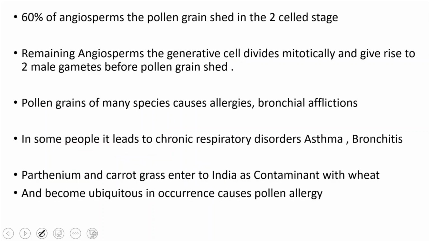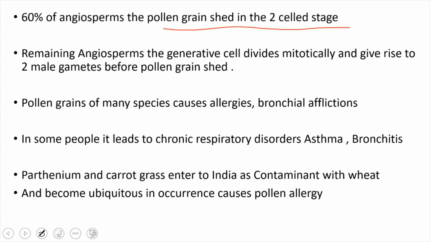In most angiosperms, the pollen grains are shed at the two-cell stage. What do we mean by maturity? They will be shed, that means they come out and fall on the stigma, and they germinate, right? In most angiosperms, the pollen grains are shed at this stage, that is, the two-cell stage.